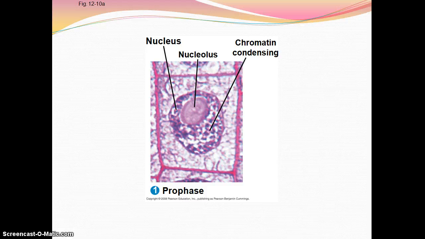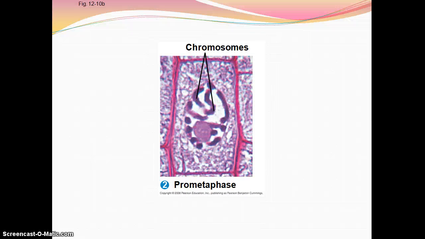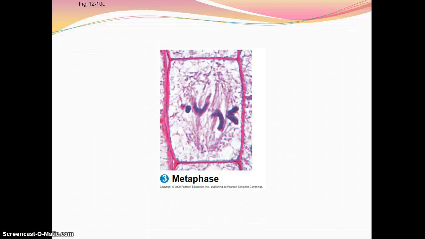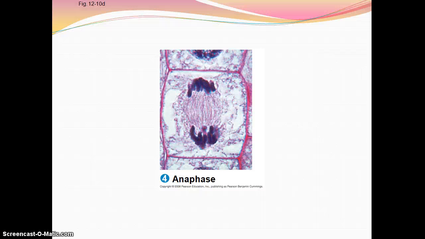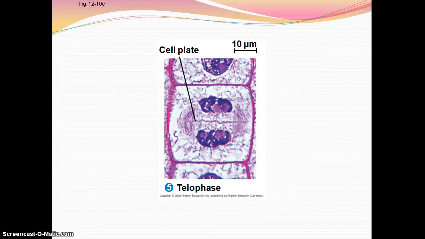This is another picture, and this is showing prophase. And prophase, again, what's occurring here, the chromatin are condensing, the nucleolus is disappearing, and the nucleus is starting to disappear as well. In prometaphase, we have the condensation of the chromosomes occurring. They're very visible now. Metaphase, they're lining up in the middle. Anaphase, they're being pulled apart. And then in this case, we have in telophase a cell plate being formed.